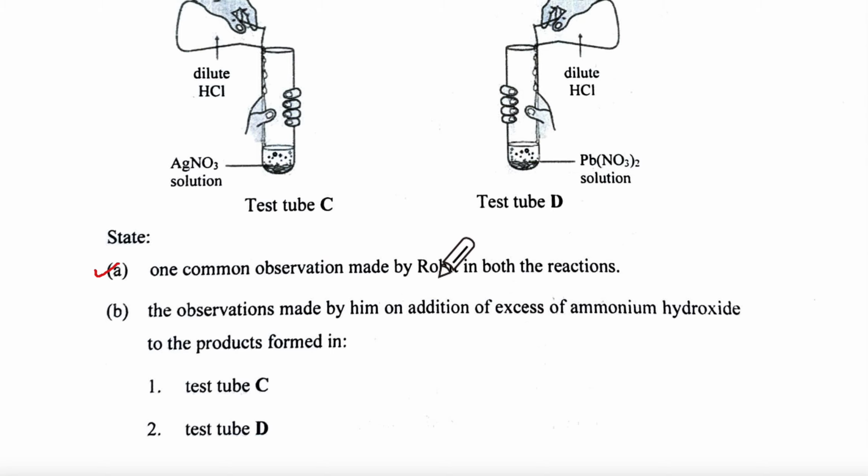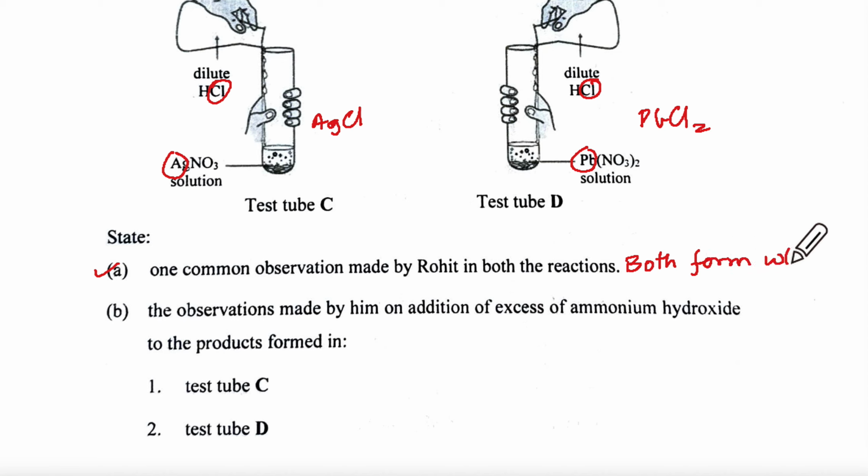One common observation in both the reactions. Now in this, Ag will take Cl and it will form AgCl here, which is curdy white precipitate. And here Pb will take Cl, it will form PbCl2, which is chalky white precipitate. So what is the common observation? You will write for A, both form white precipitates. Okay, so white precipitates is the common observation.